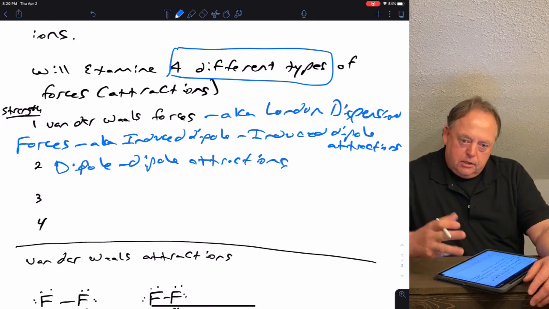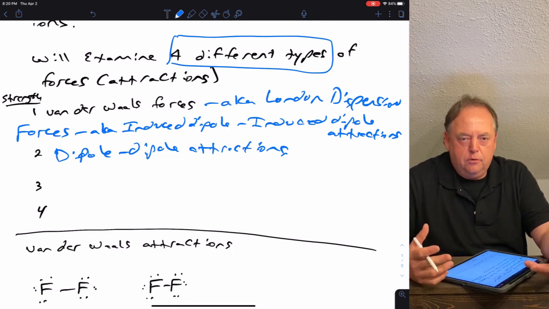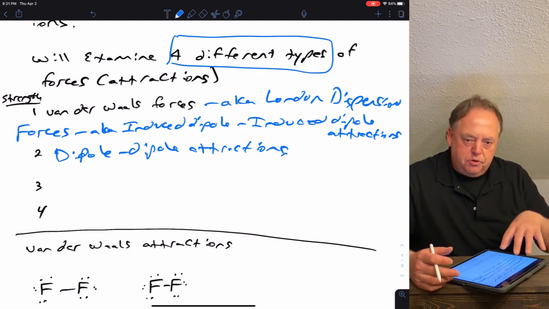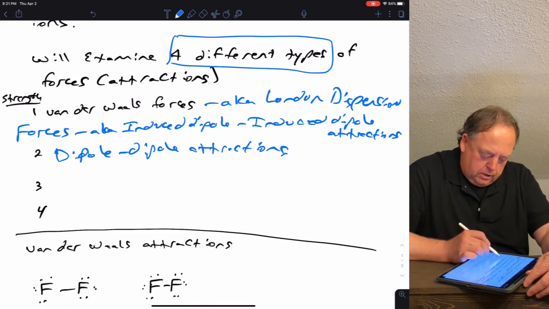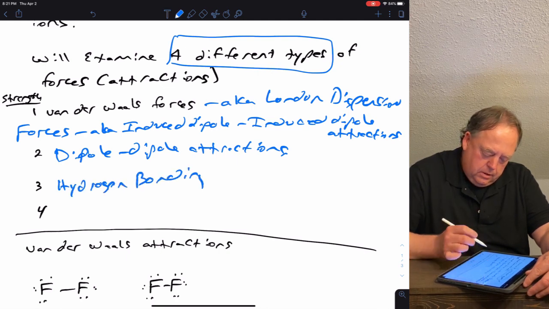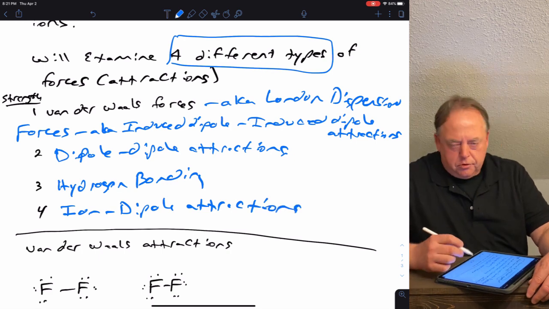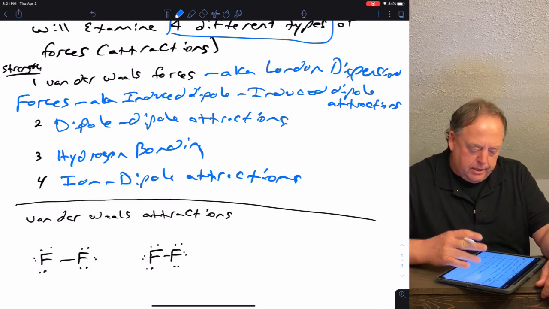So hopefully you understood what we talked about in the last chapter, what dipoles are. This is one area where chemistry can be a difficult subject, because if you don't understand something in one chapter, you have problems in the next chapter. You have to understand, for example, what a dipole is. And then we'll talk about what's known as hydrogen bonding and ion dipole attractions. So again, if you don't understand what a dipole is, you'll have a hard time understanding half of this chapter.